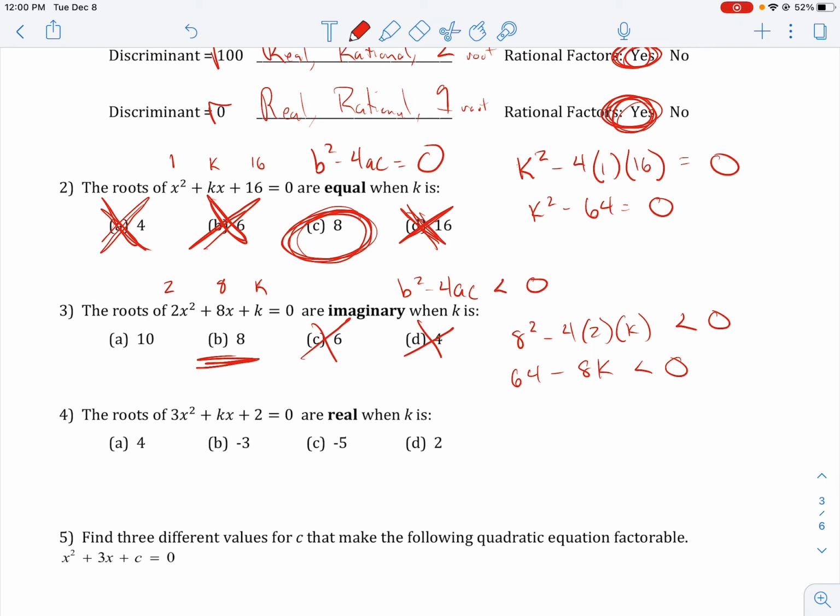But the question isn't asking where it's equal to 0. It's asking for when it is less than 0. So our answer has to be 10. It has to be 8 times 10, which is 80. So we get 64 minus 80. Whoops, I need to put that equal sign there. Which is going to give me negative 16, which is certainly less than 0.